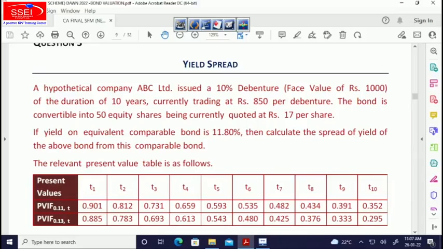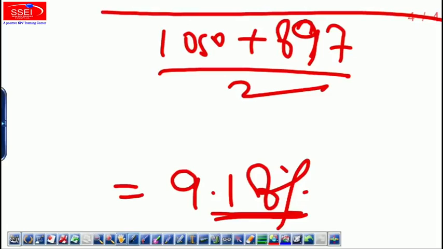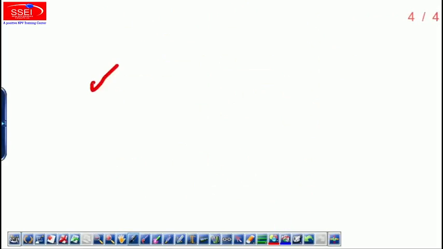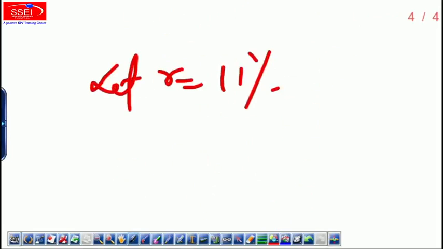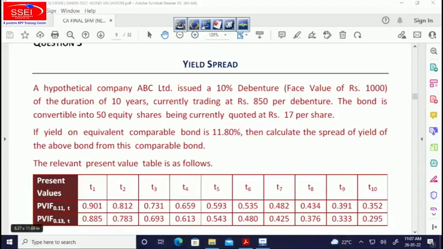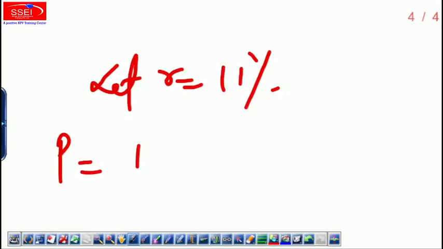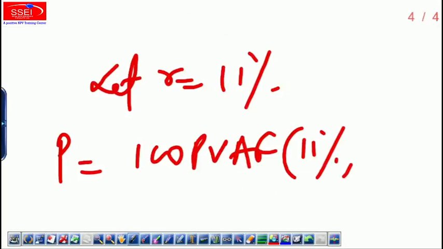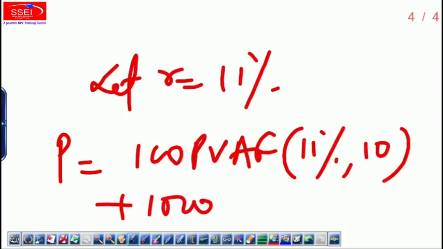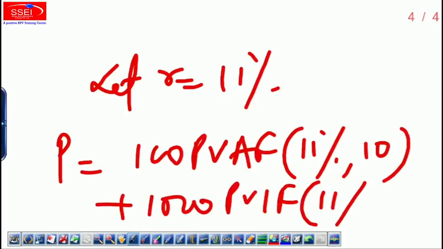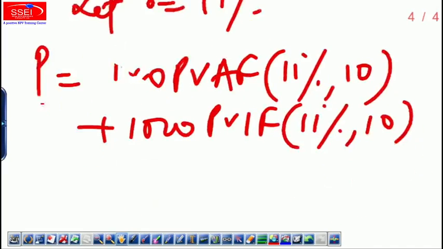Okay. So 850 is the price. 10% is the coupon. So the two rates are given. That's the good thing, 11 and 13. So let's do at 11. Let R equal 11%. So price equal to, it was 10%. So 10% of 1000 is what? 100. So 100 into annuity factor 11%, comma 10 years, plus 1000 into discounting factor 11%, comma 10 years.